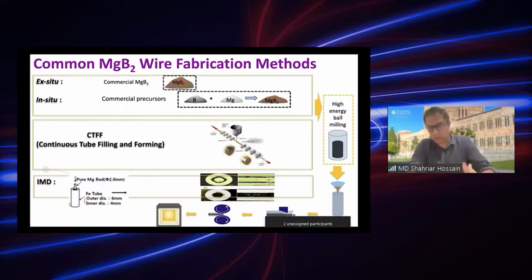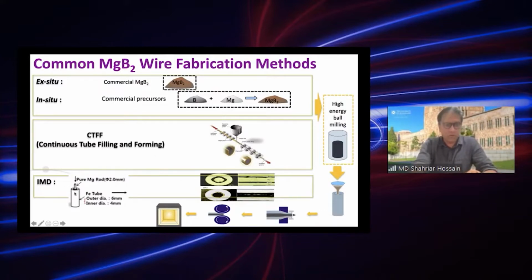You can see in many publications the process that it's just going: the tube is filled and then formed. Another one is the second generation of MgB2, which is internal magnesium diffusion, where the magnesium rod is placed in the middle, surrounded by boron powder, and then you draw it. After the heat treatment, you can see the hole inside, and this is another problem I will explain a little later.